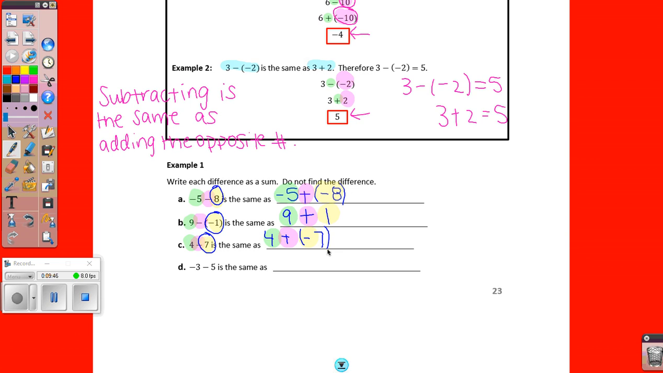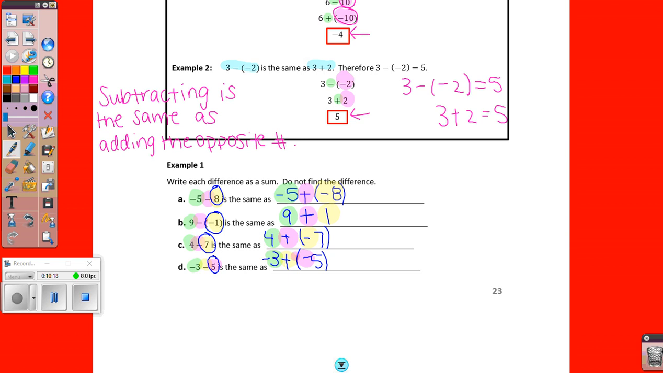Okay. So next, last problem, let me get the colors out and then I can go over the steps. Okay, so the first number is going to stay the same. So negative 3, instead of negative 3 minus, we have negative 3 plus. And instead of subtracting positive 5, we're going to add negative 5. So that's the process that would get us rewriting a difference as a sum.